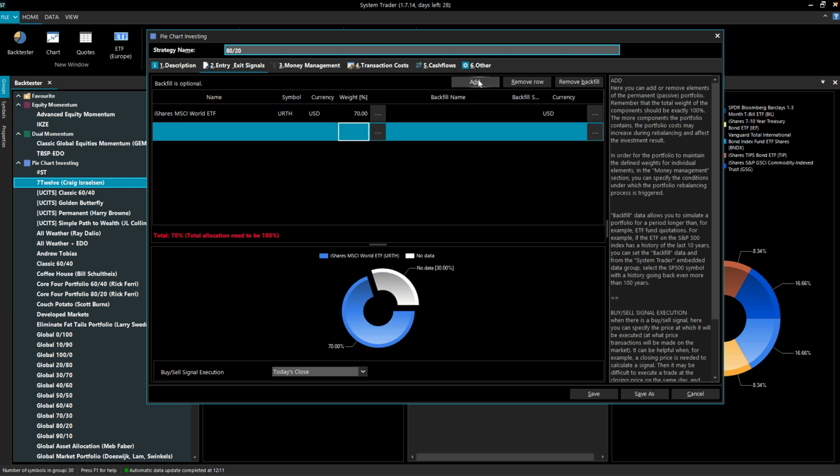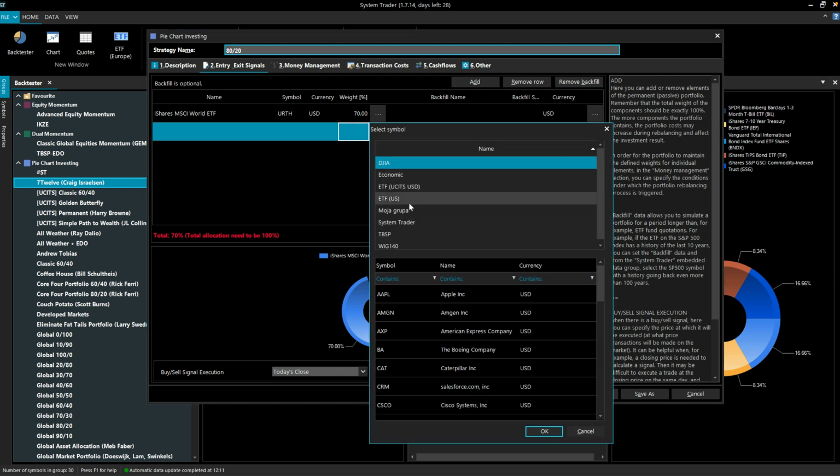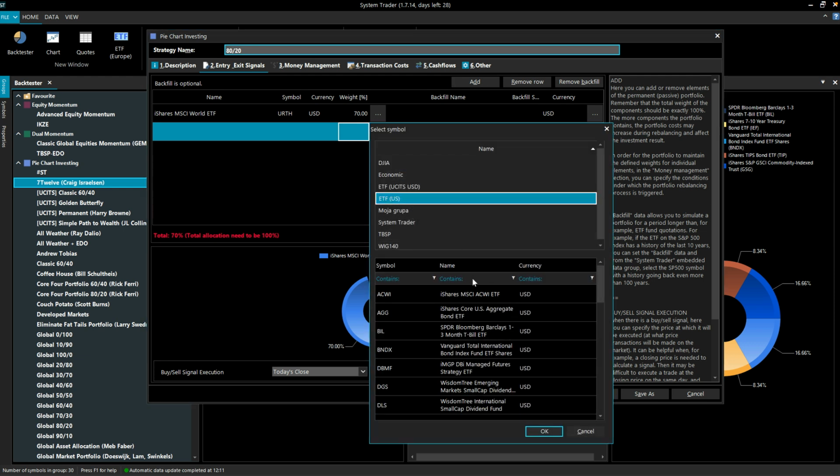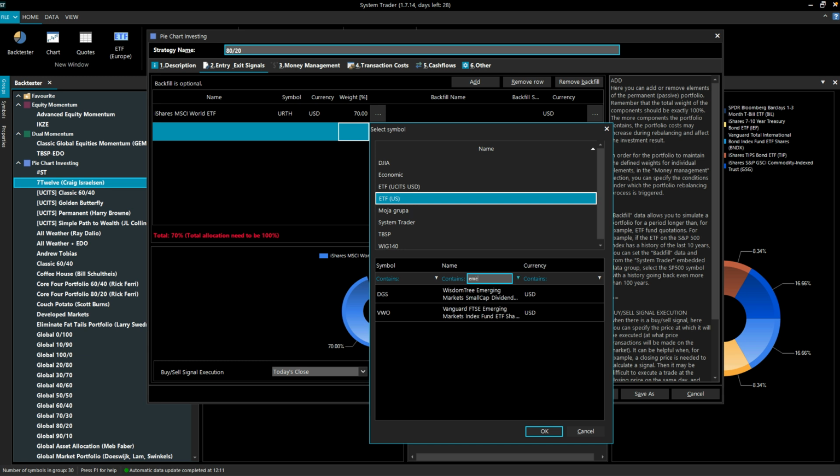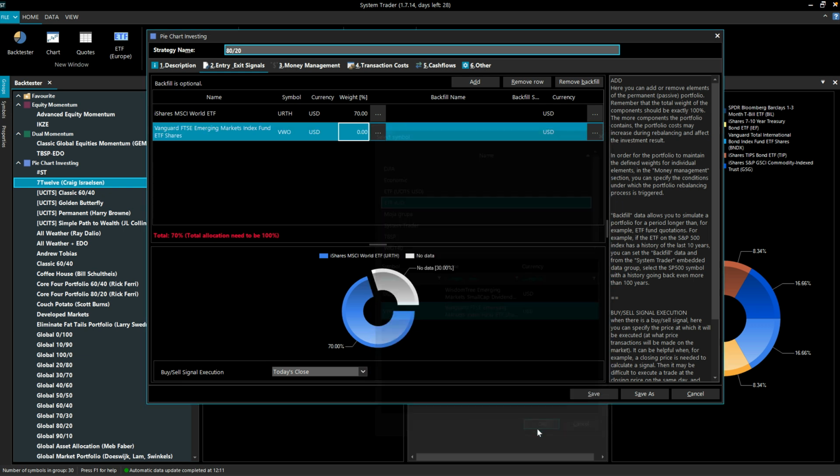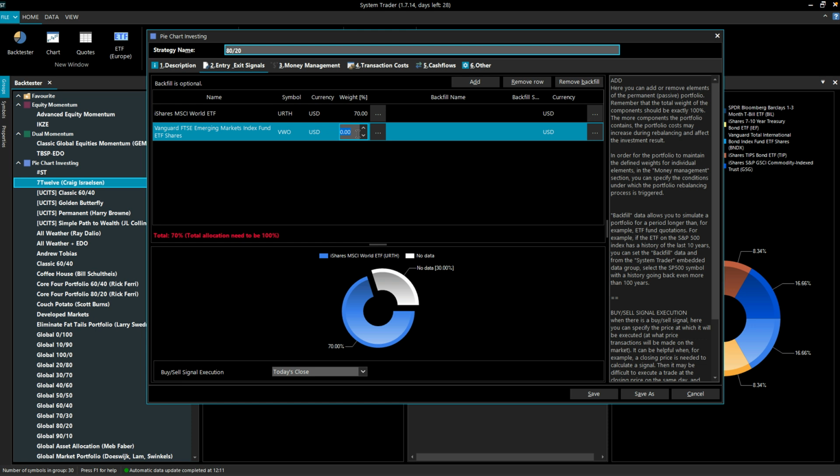Now let's put another stock ETF, now for emerging markets. Again, an American one. And here put emerging. And here we go, VWO, Vanguard FTSE Emerging Markets ETF. And let's set it for 10% in our portfolio.